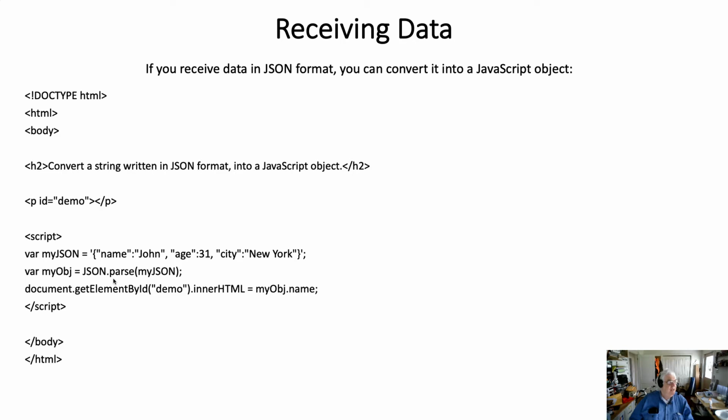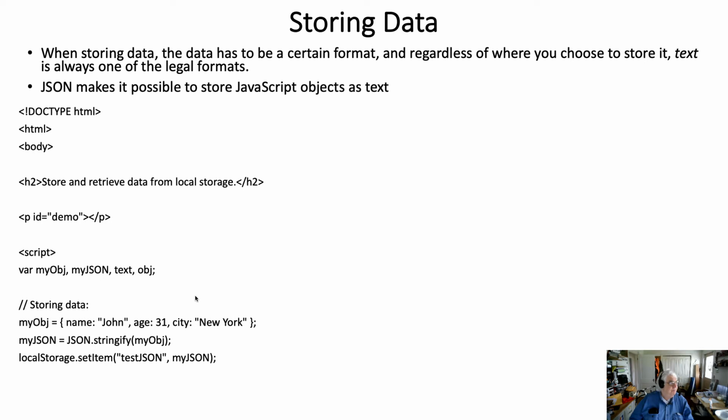If you receive data, you convert it back into a JavaScript object. So we've got the paragraph demo, and again we're defining what the raw data is, and we're saying, okay, my object is JSON.parse. And we can put that out into innerHTML that way. So we have a way to get it into JSON and a way to get it out of JSON.